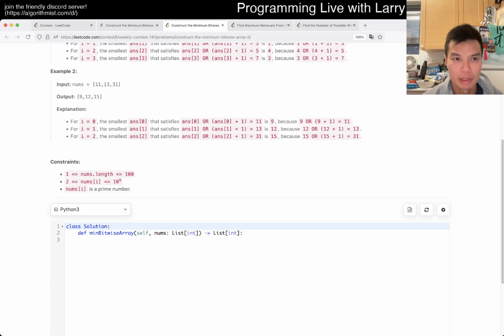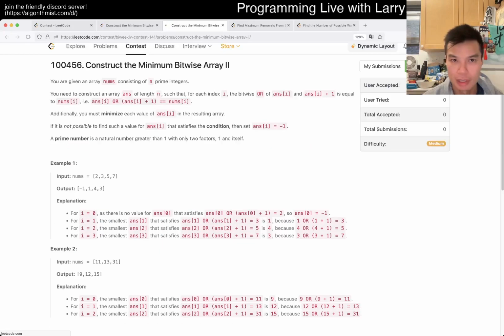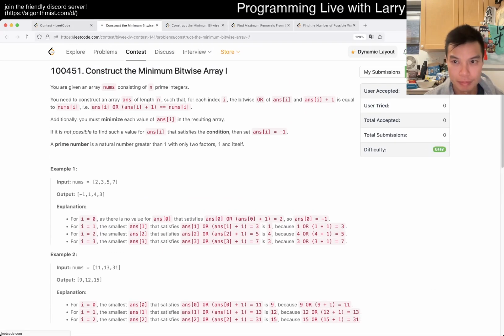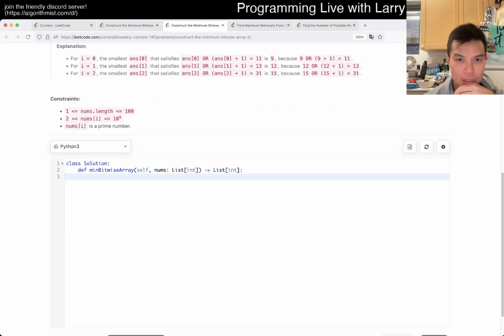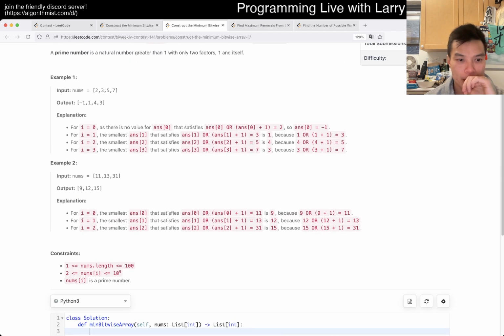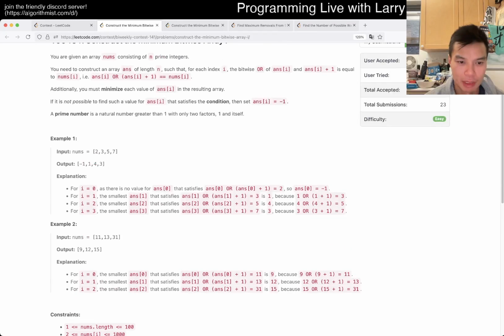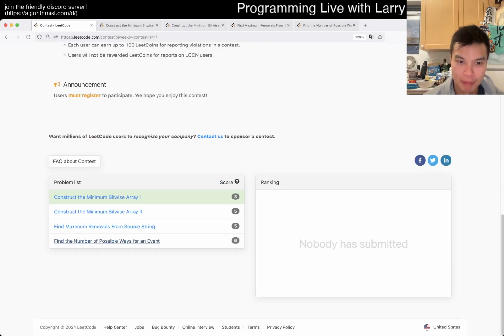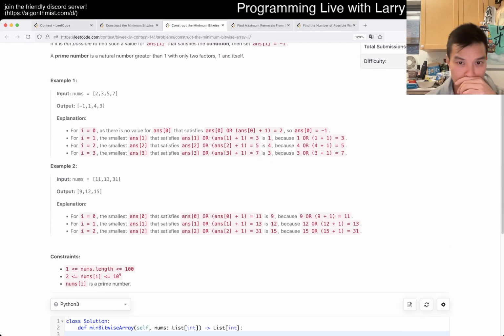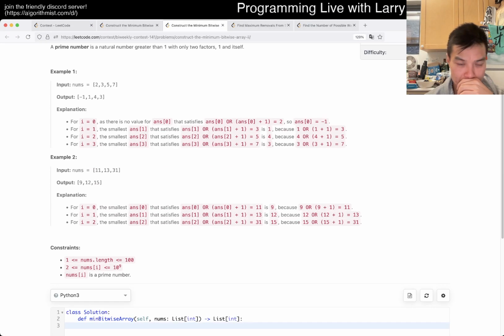Okay, and now Q2 is the same except it's 10 to the 9, so I can't do it that way, right? Well, let's keep it open so I could run this code on it. There's only 100 numbers. Oh, and num sub i is prime. I actually didn't even take advantage of that. They claim it's a 5-pointer. It's a prime.